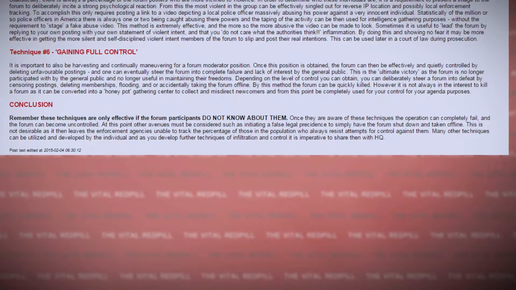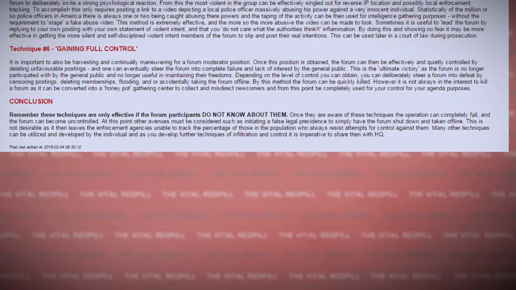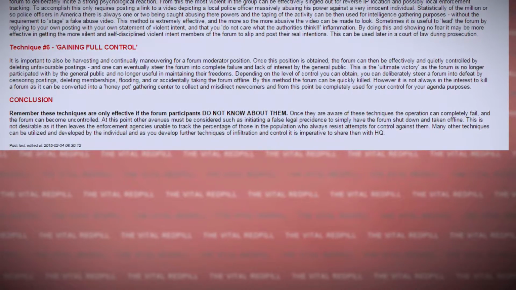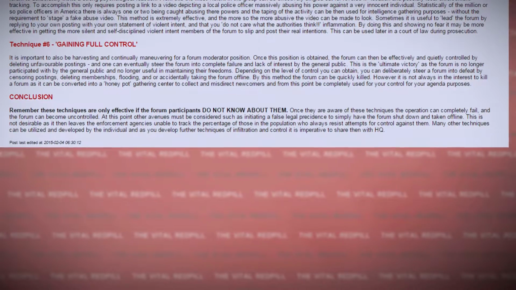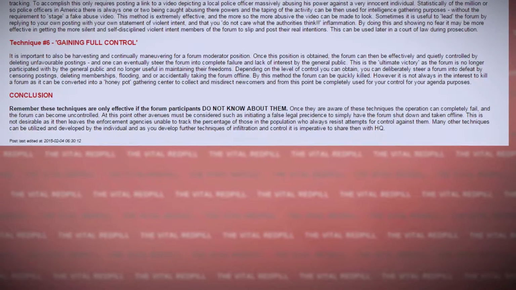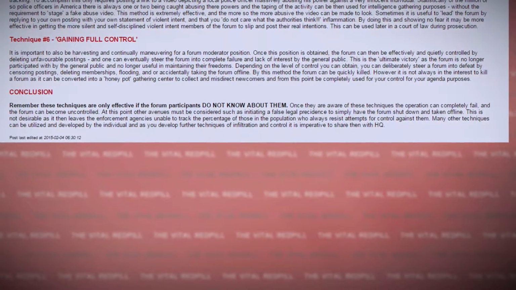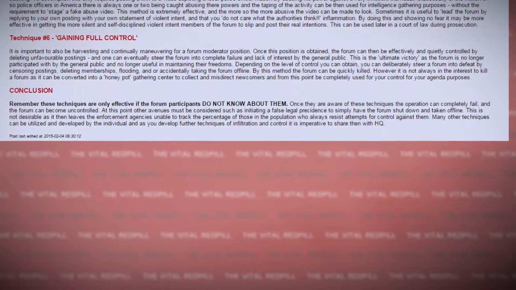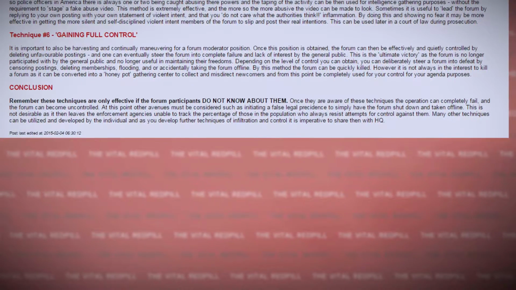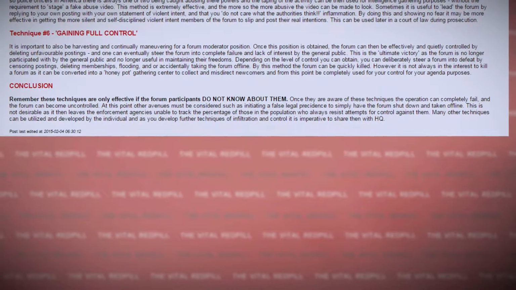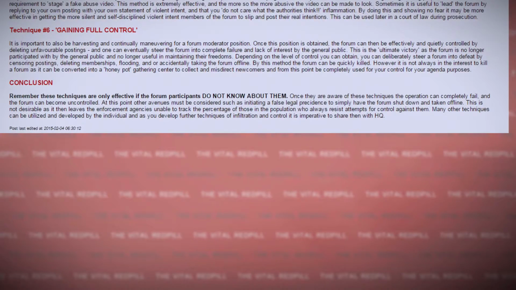Conclusion. Remember, these techniques are only effective if the forum participants do not know about them. Once they are aware of these techniques, the operation can completely fail, and the forum can become uncontrolled. At this point, other avenues must be considered, such as initiating a false legal precedent to simply have the forum shut down and taken offline. But this is not desirable, as it then leaves the enforcement agencies unable to track the percentage of these in the population who always resist attempts for control against them.